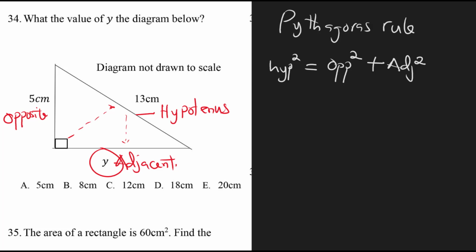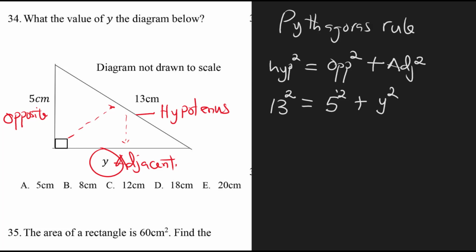So let's use this formula to solve this equation. Now, what is our hypotenuse? Our hypotenuse is 13 centimeters. So we're going to have 13 square. Don't forget about the square. Then it's equal to, what is our opposite? Our opposite is 5, which will be 5 square. Plus what is our adjacent? Our adjacent is y, which is y square.